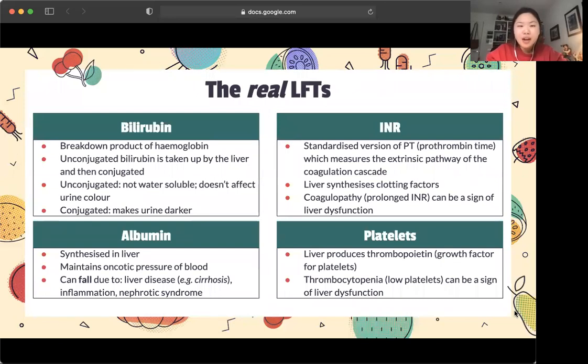We've got INR, and you guys are going to go through this in a lot more detail when you do heme, which is the very start of next sem. Basically this is a standardized version of prothrombin time, which measures the extrinsic pathway of the coagulation cascade. Because the liver synthesizes these clotting factors, a prolonged INR can be a sign of liver dysfunction. And then platelets. The liver produces thrombopoietin, which is a growth factor for platelets, and thrombocytopenia, which is low platelets, can be a sign of liver dysfunction as well.